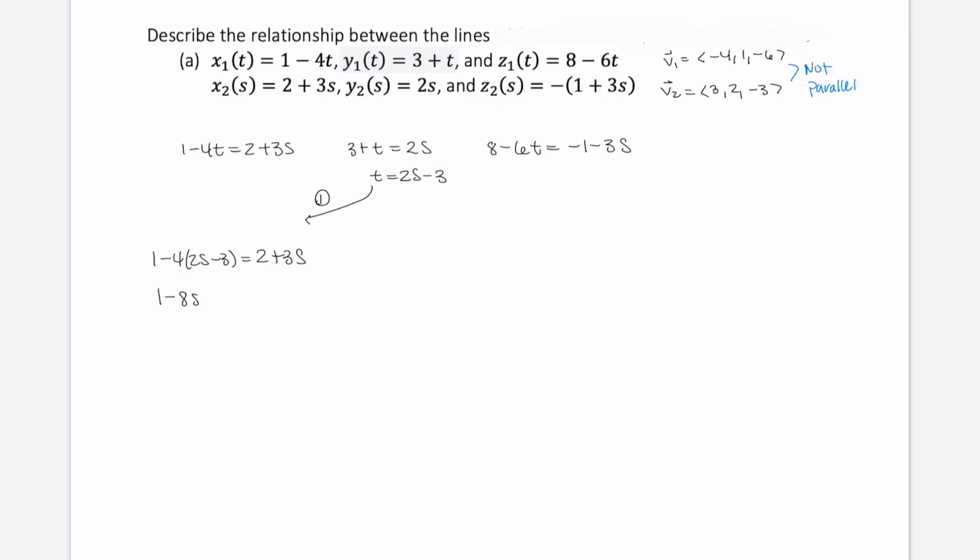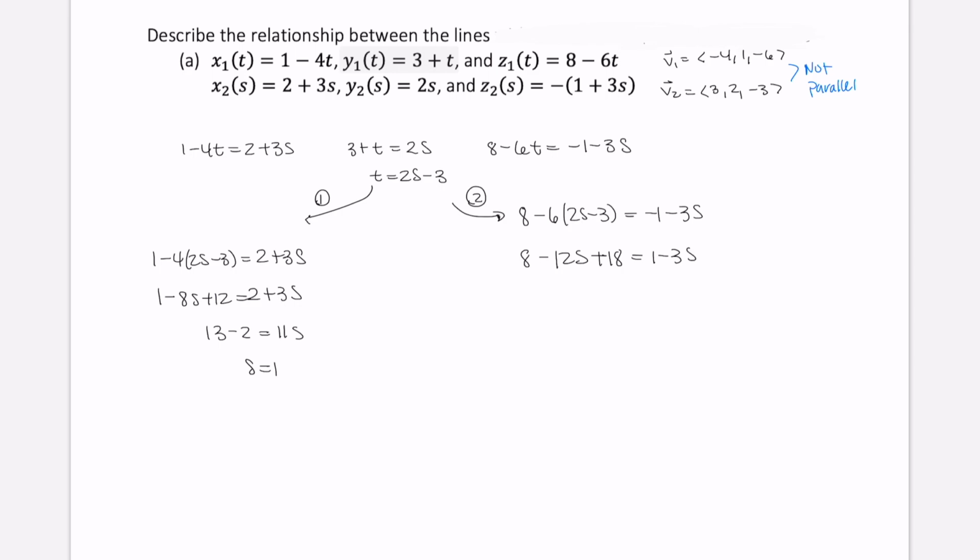So 1 minus 8s plus 12 equals 2 plus 3s. And we end up with 13 minus 2 equals 11s. So s equals 1. All right, let's do the same thing here. We have 8 minus 6 times 2s minus 3 equals -1 minus 3s. 8 minus 12s plus 18 equals -1 minus 3s.